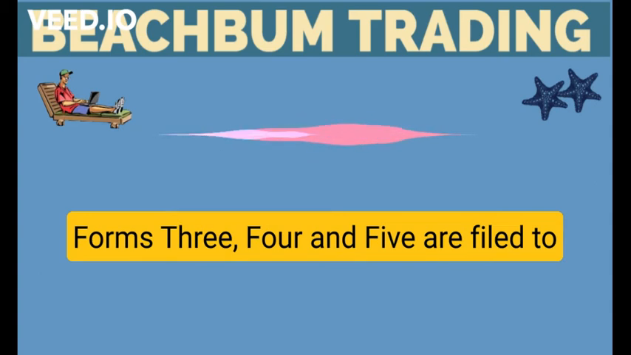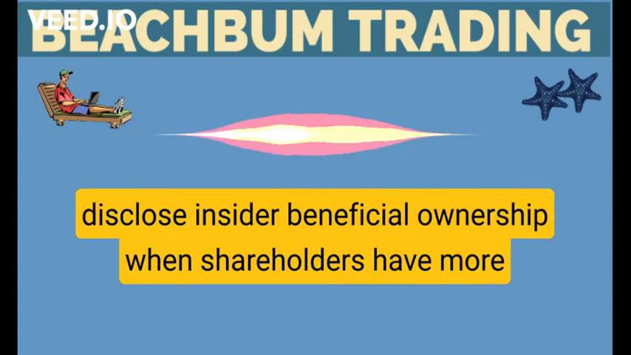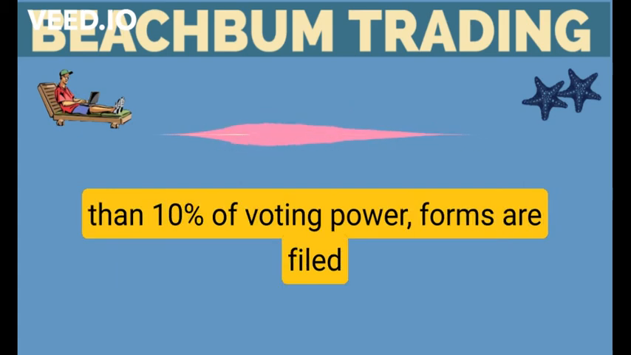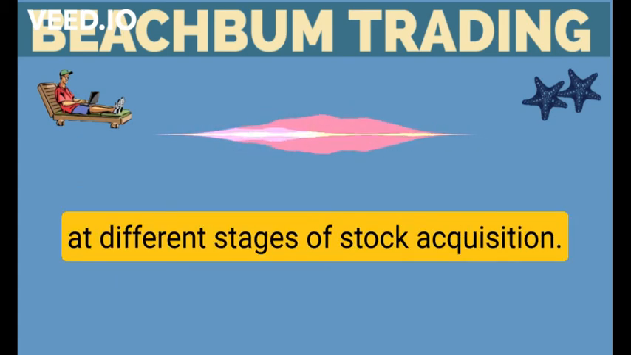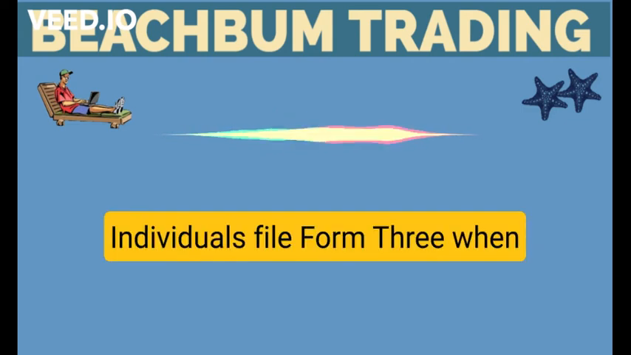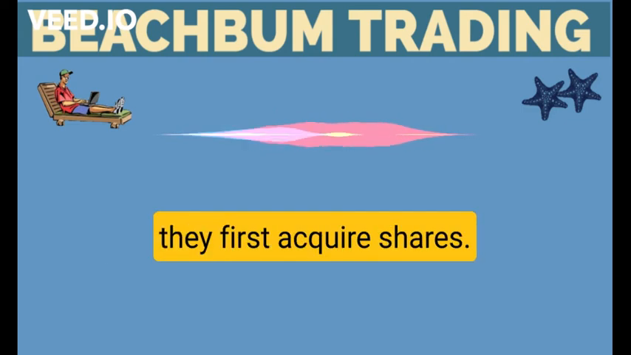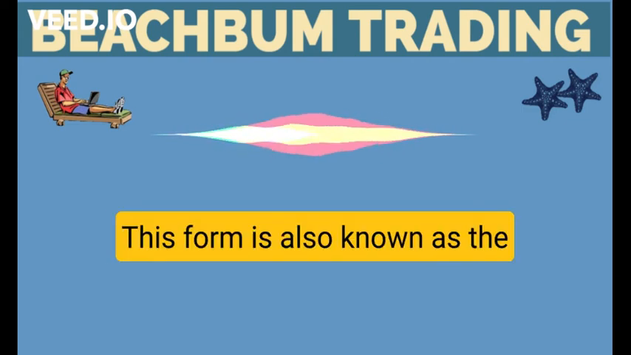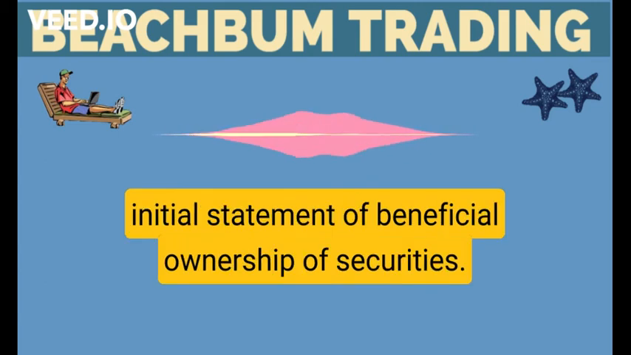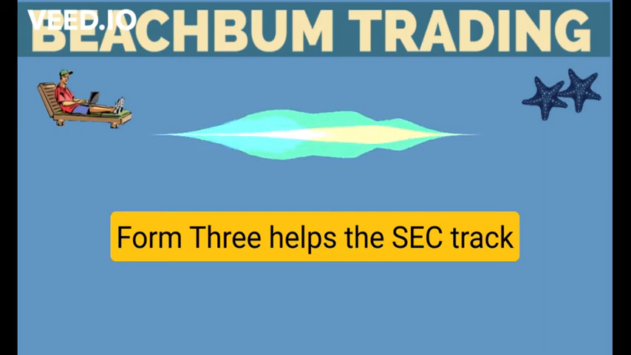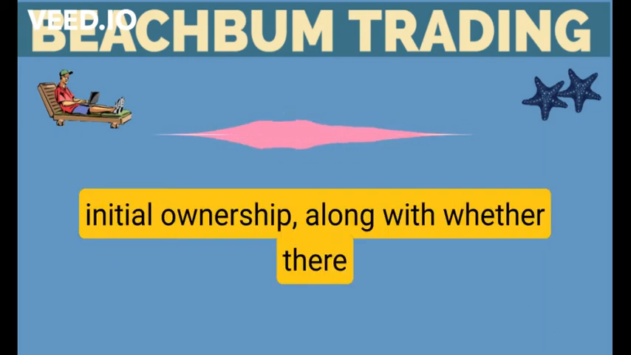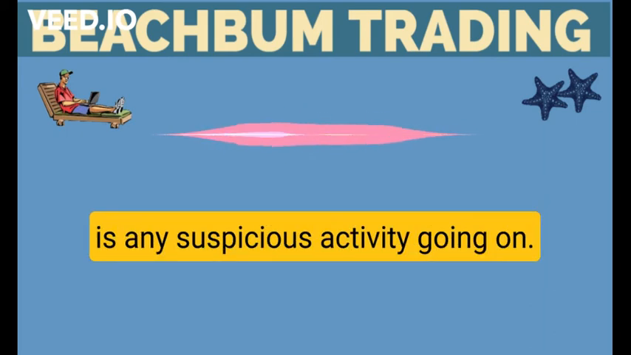Forms 3, 4, and 5 are filed to disclose insider beneficial ownership when shareholders have more than 10% of voting power. Forms are filed at different stages of stock acquisition. Individuals file Form 3 when they first acquire shares. This form is also known as the initial statement of beneficial ownership of securities. Form 3 helps the SEC track initial ownership along with whether there is any suspicious activity going on.